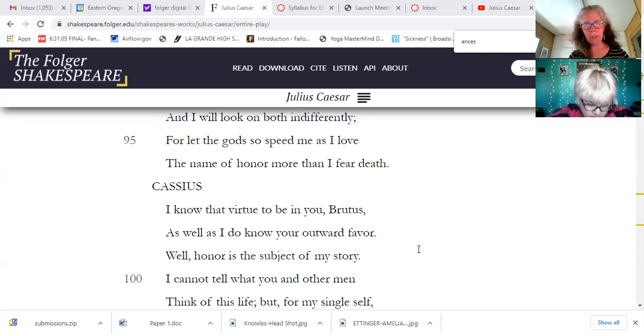I know that virtue to be in you, Brutus, right? So I'm just going to read it, and you can listen and look as we go along. I'm going to read from there until it says shout, flourish around line 131 or thereabouts. I think my book numbers are different from the play numbers. Okay, so here he goes, right?